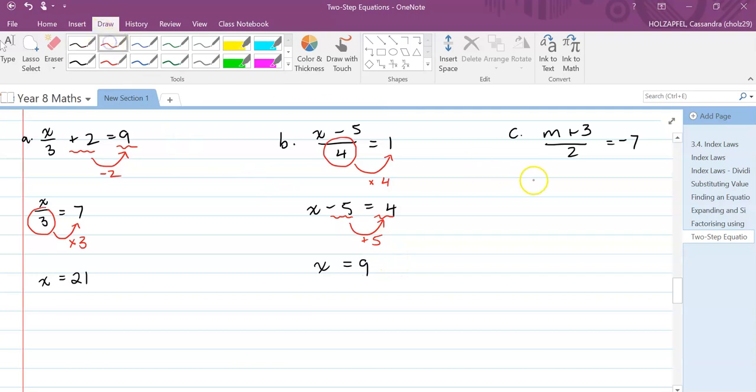We have another hostage situation here, so let's bring this guy over to here. To do that, we're going to do the opposite operation. And we end up with m plus 3 is equal to -14. Now that we've done that, we can go ahead and combine our family members. When he comes back over, he's going to turn into his opposite. And we'll end up with m is equal to -17.